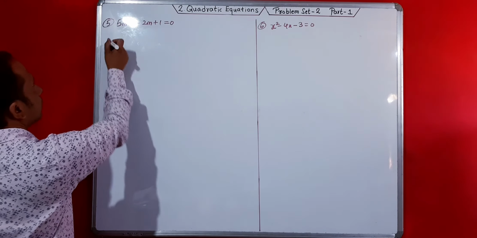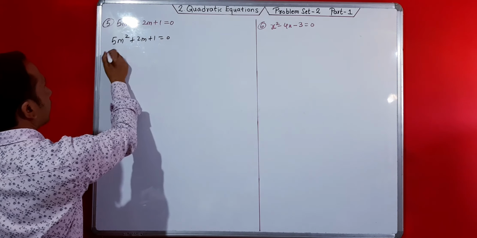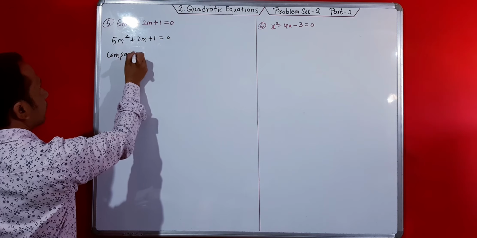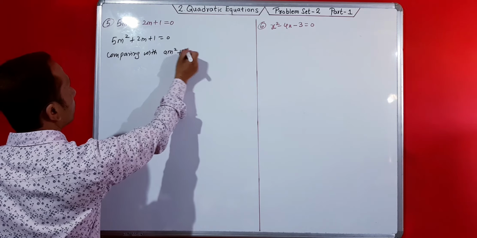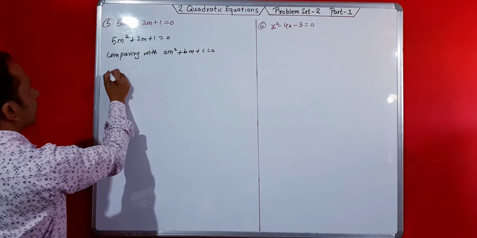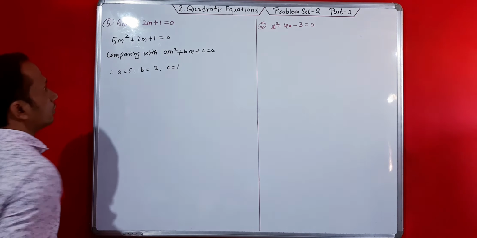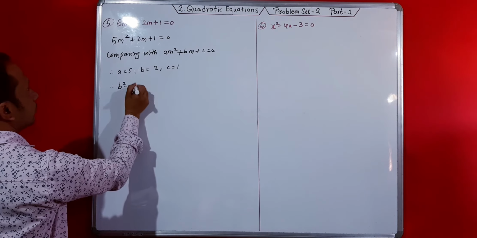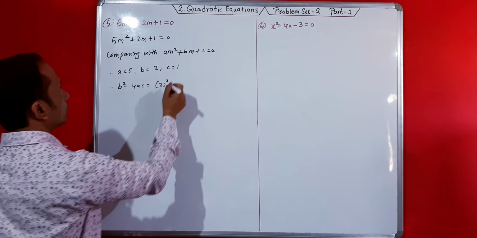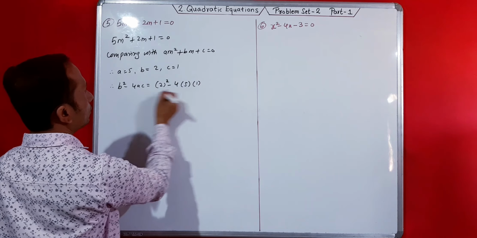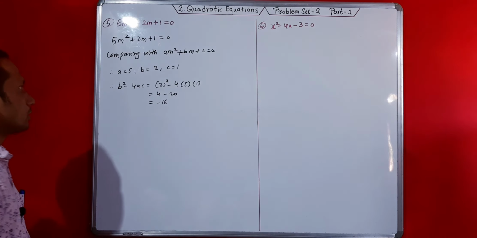5m square plus 2m plus 1 is equal to 0. You have to use the same method here, comparing with am square plus bm plus c is equal to 0. Therefore a is equal to 5, b is equal to 2, and c is equal to 1. Therefore b square minus 4ac is equal to 2 square minus 4 into 5 into 1, so it is 4 minus 20, so it is minus 16. So in this case the roots are not real.